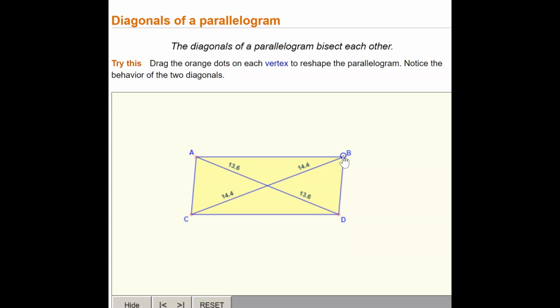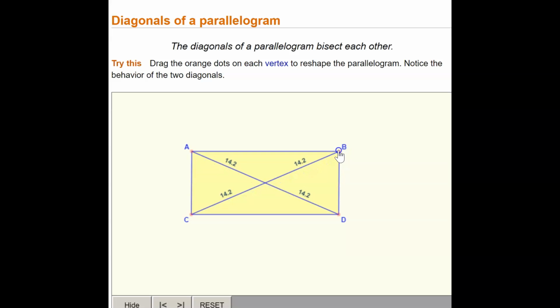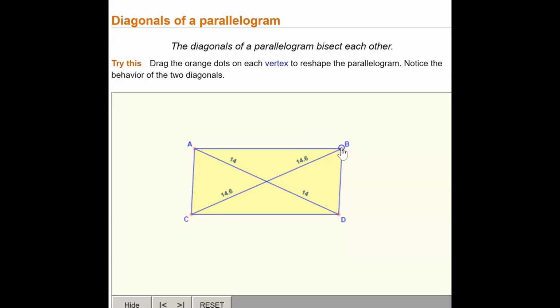when I actually make it a perfect rectangle, which is kind of hard to do, how will I know when it's a perfect rectangle? When all the pieces of the diagonals are the same.